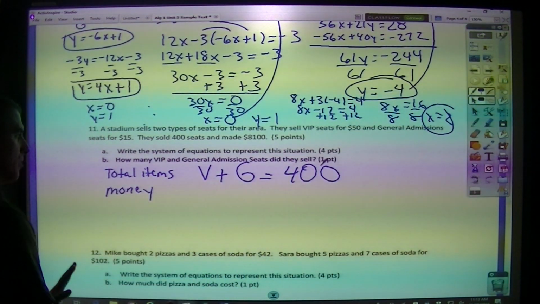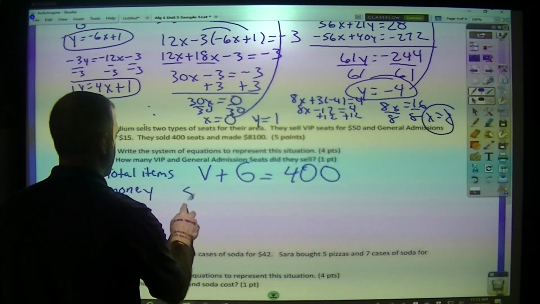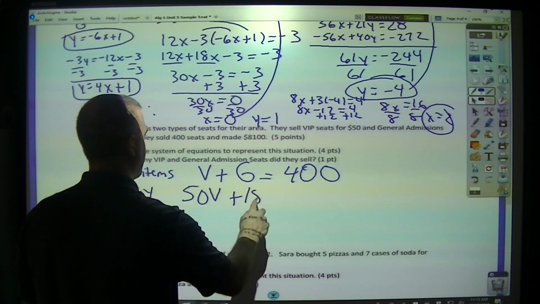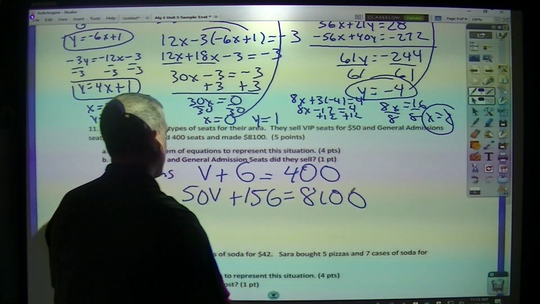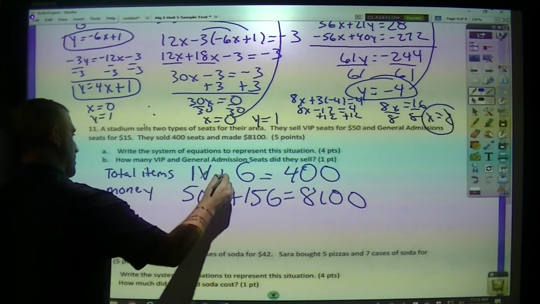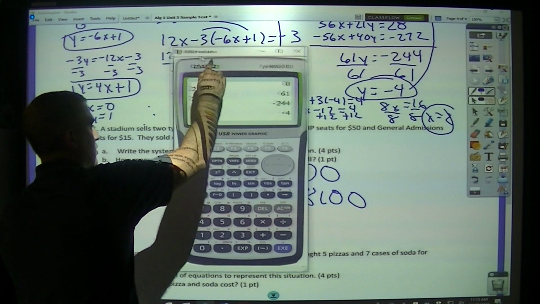There's 400 total seats. The money line is everything related to money. So it's 50 for the VIP, 15 for the general admission, and it made $8,100. So all the money goes on this. Now, the numbers that are actually in front of these are 1 and 1. For our purpose of our calculator, I'm going to show you how to do this.